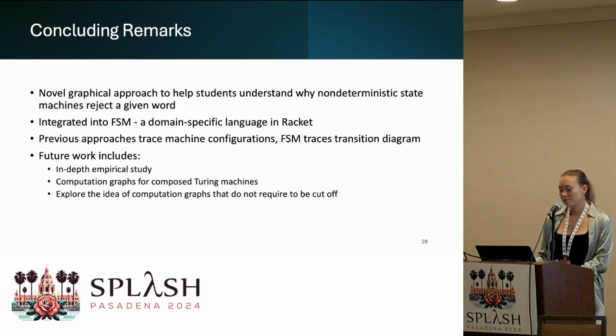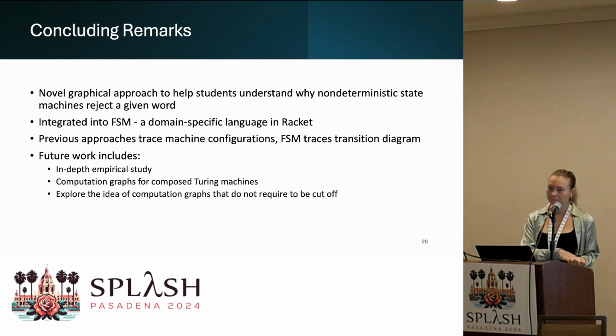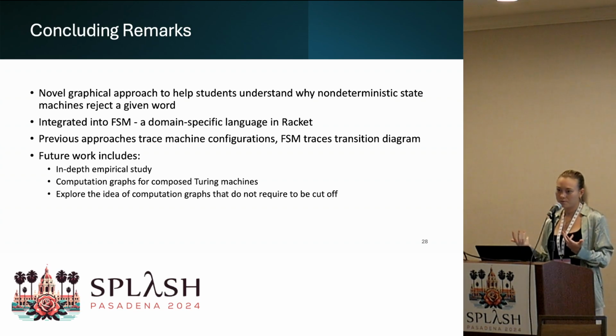In conclusion, we present a novel graphical approach to help students understand why non-deterministic finite-state machines reject a given input word. And the novelty here is that we trace the transition diagram and not machine configurations, which is much more natural for students to work with. It's integrated into FSM, a domain-specific language embedded in Racket.